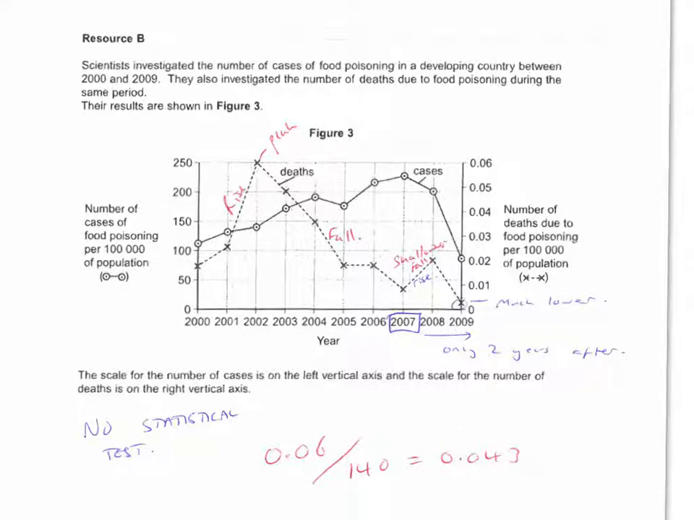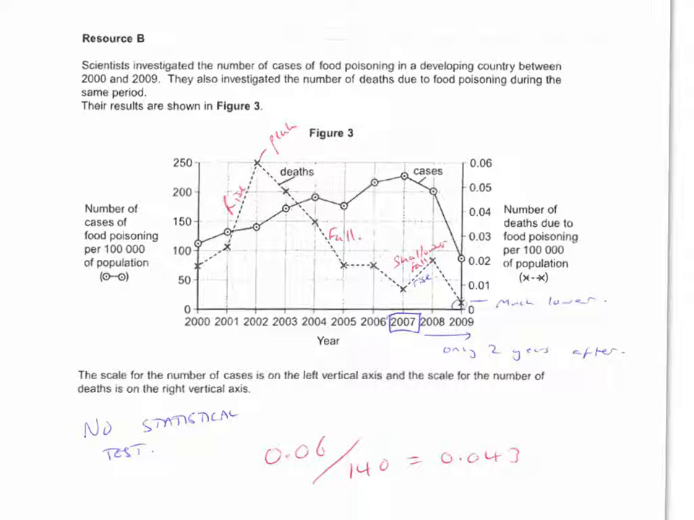The last question asks us to evaluate whether a health education programme starting in 2007 reduced the deaths from food poisoning. We can see, overall, by 2009, there are a lot fewer deaths than there were in 2007, and a lot fewer cases as well. That's the only agree point. Disagree points: after 2007, the number of deaths rose in 2008. And there's a much larger fall in deaths before 2007, before the programme started.